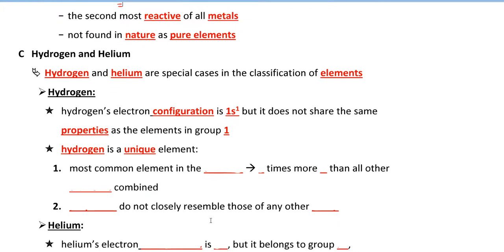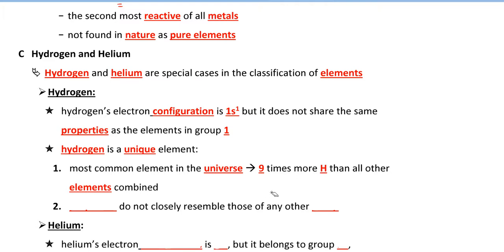The first, just a couple of little factoids here. Hydrogen, number 1, is the most common element in the universe. In fact, there's 9 times more hydrogen than all other elements combined. It is the most common element in the universe by far.